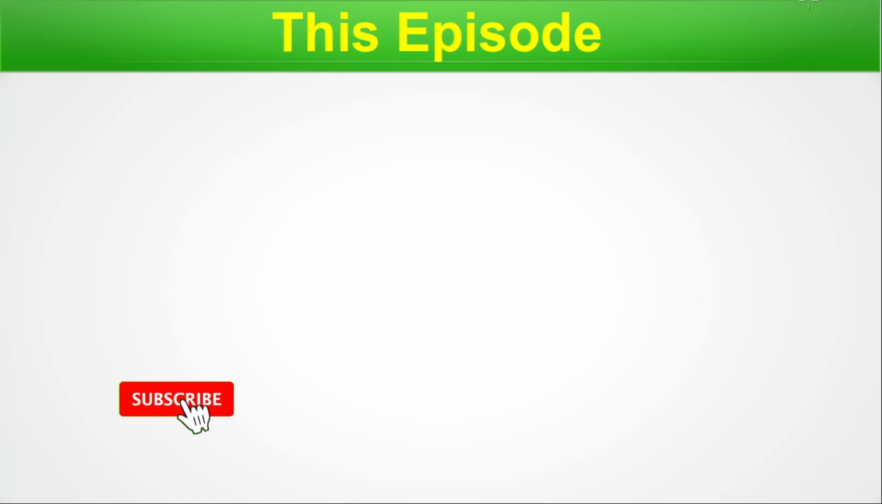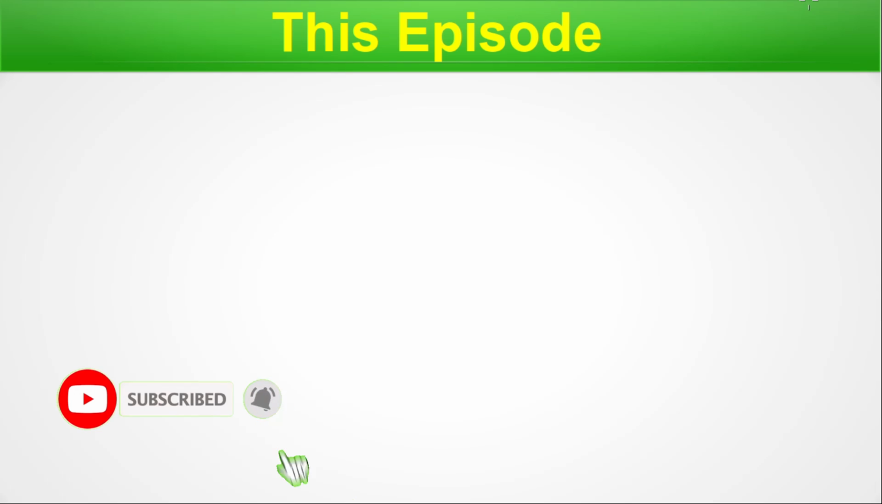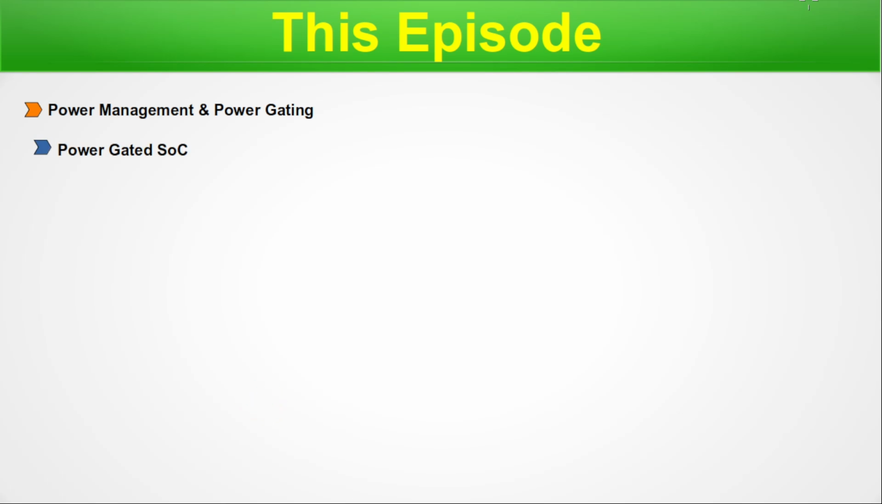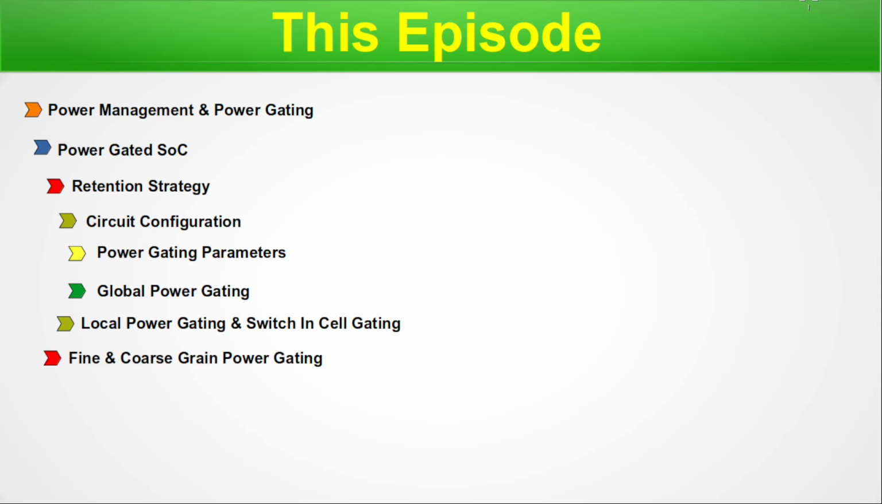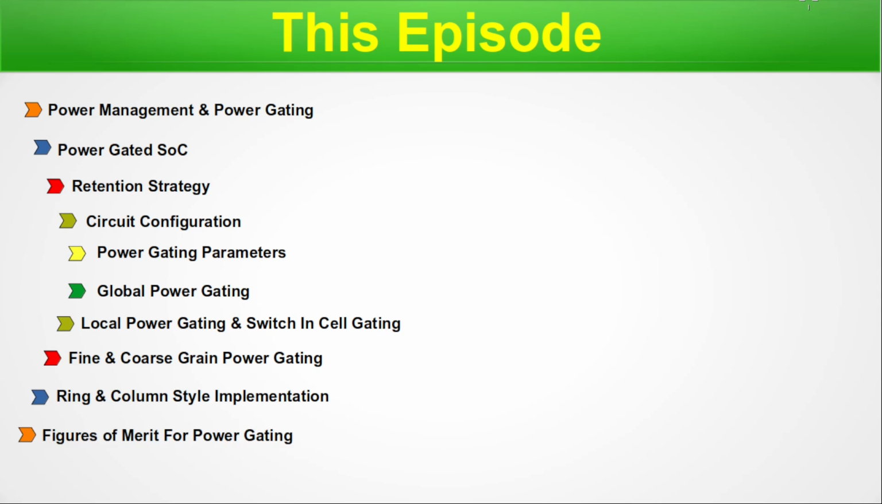Now let's take a look at the pointers we are going to discuss in today's episode. First, power management and power gating. Next, power gated SoC. After that, retention strategy. Circuit configuration. There are two slides on circuit configuration. After that, power gating parameters. Next, global power gating, local power gating and switch in cell gating. After that, fine and coarse grain power gating. Then ring and column style implementation. And finally, figures of merit for power gating. So these are the pointers we will discuss in today's episode.